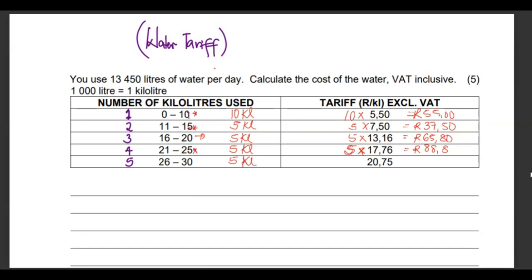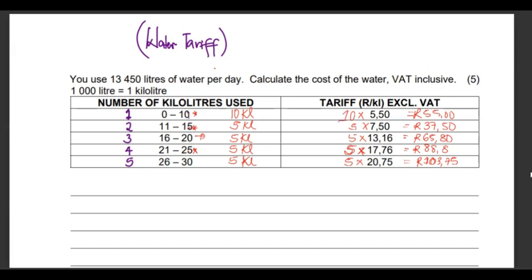5 kiloliters, so it becomes 5 times 20,75. This is the reason why it becomes expensive as you continue. It's to minimize the usage of water. The more you use, the more you pay. That's the principle. Okay, this is what we usually do when we are looking at the table for the first time.